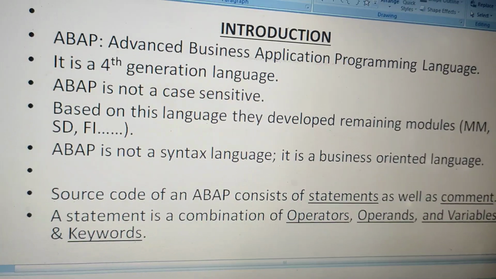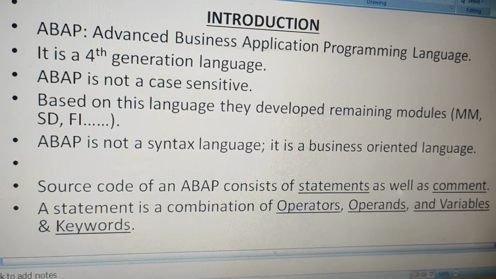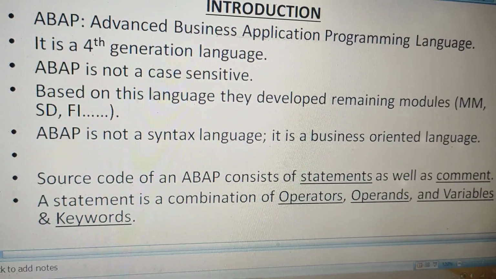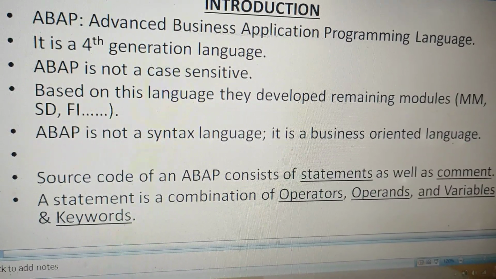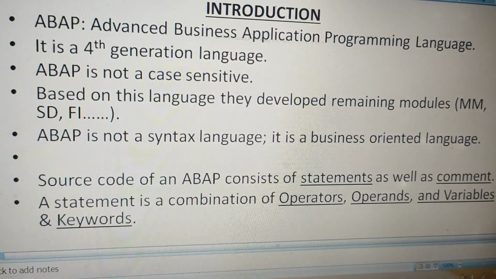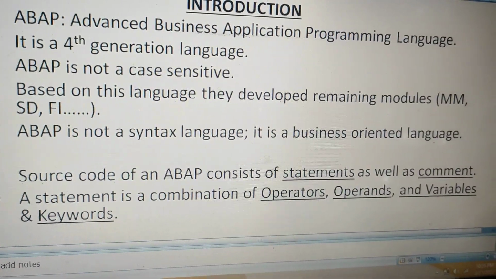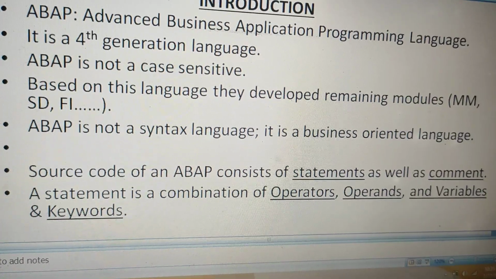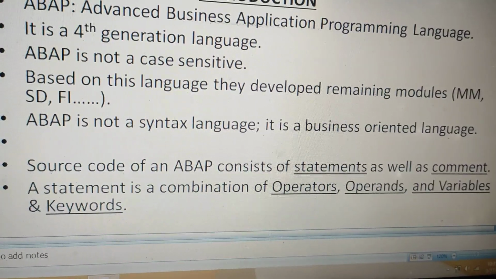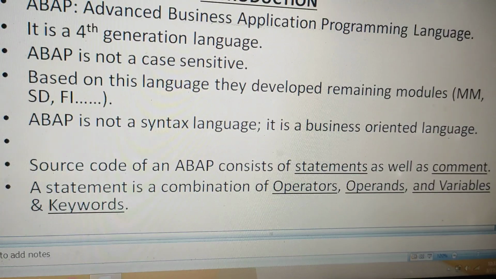Introduction of ABAP. ABAP is an advanced business application programming language. It is a fourth generation language. ABAP is not case sensitive. Based on this language, they developed remaining modules like SD, FI, etc. ABAP is not a syntax language, it is a business-oriented language. Source code of an ABAP program consists of statements as well as comments. A statement is a combination of operators, operands, variables and keywords.